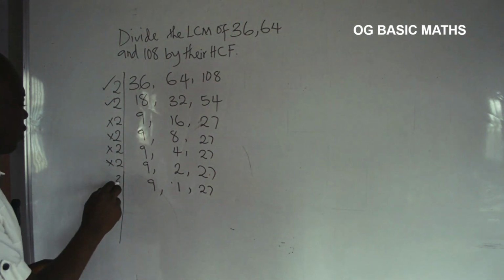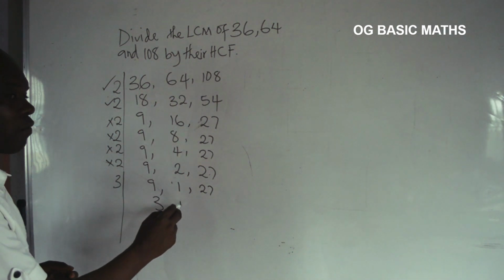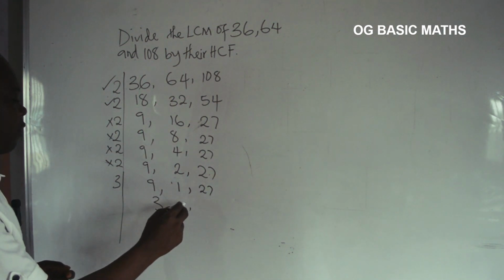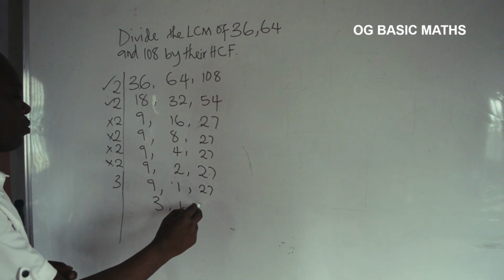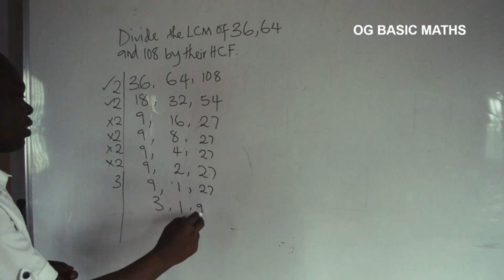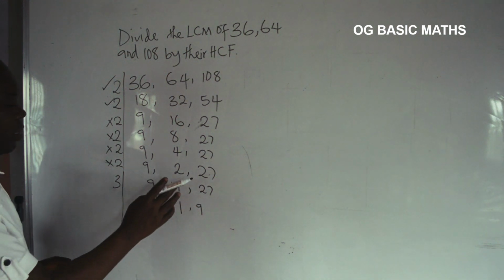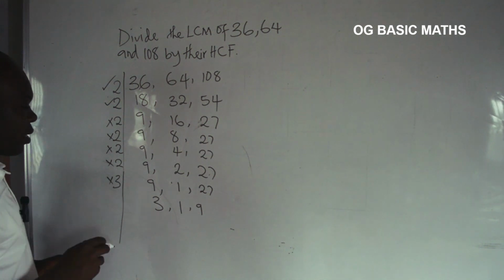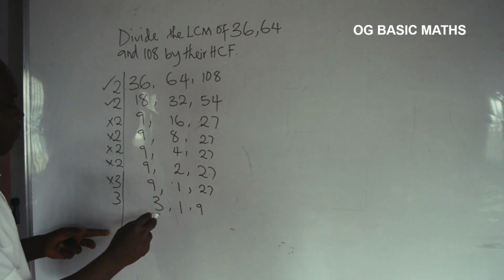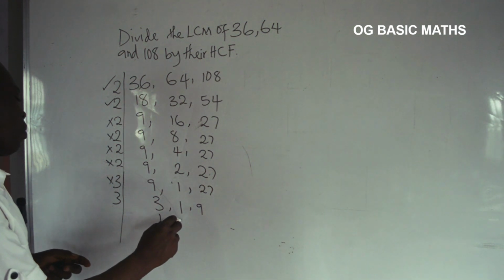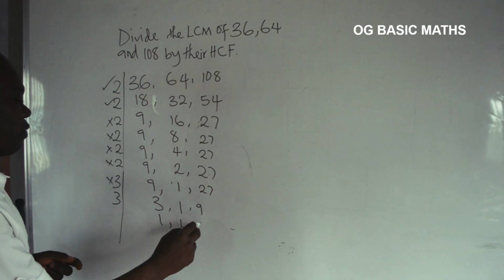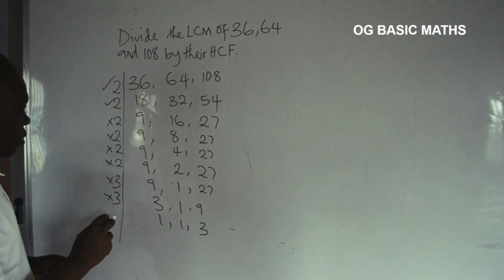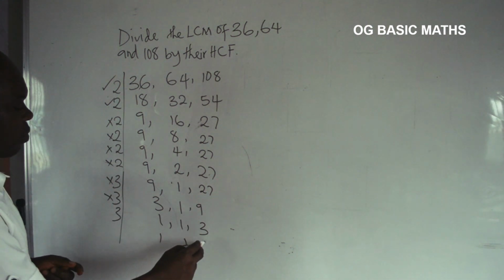So we use 3 now. We have 3, we have 1, and we have 9. It was unable to divide all three because you can't divide 1 using 3. So it is not an HCF. So you cancel it. Use 3 again. You have 1, you have 1, and then you have 3. It is also not an HCF. You have 3, and then you have 1, 1, 1.